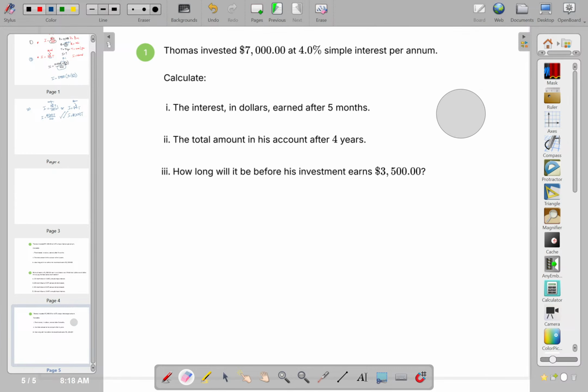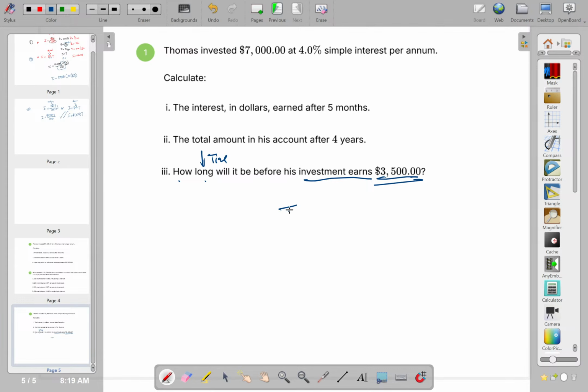How long would it take before your investment earns 3,500? How long is a wording of time. So I'm needing to find the time. What is my investment earning? Earning means that that's the interest on top of it. So then now, what does that mean?